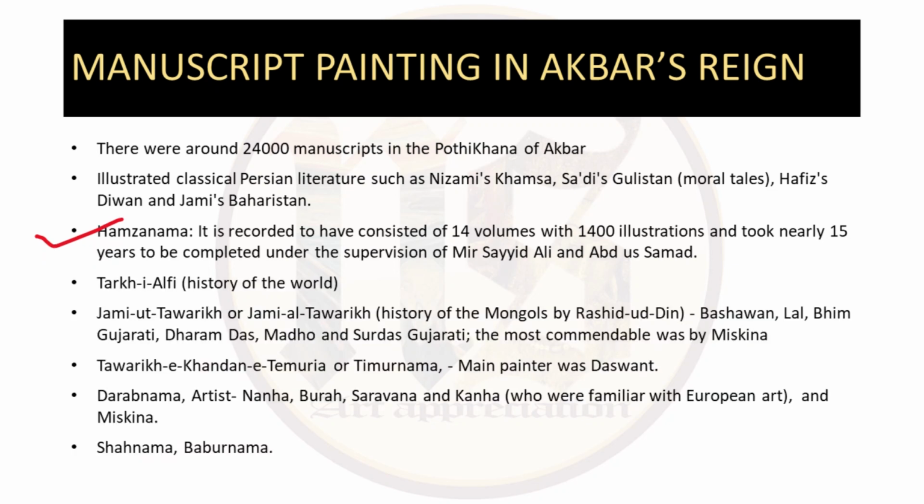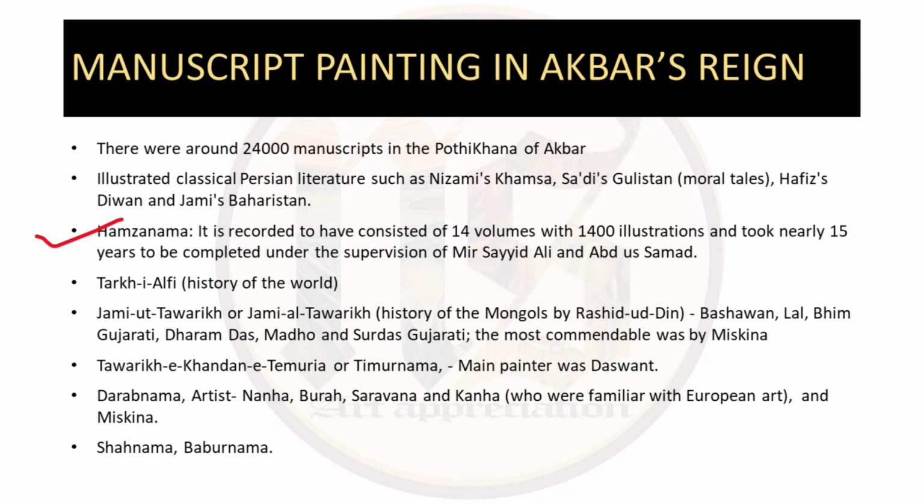Then there was Tarikh-e-Alfi, which was history of the world. Then Jami-ut Twarikh or Jami al-Twarikh, which is history of the Mongols by Rashid Uddin. The artists were Basavan, Lal, Bhim, Gujarati, Dharamdas, Madho, Surdas Gujarati, and the most commendable for this work was Miskina. Then Twarikh-e Khandane Timuriya, or also called Timur Nama. The main painter here was Daswant.